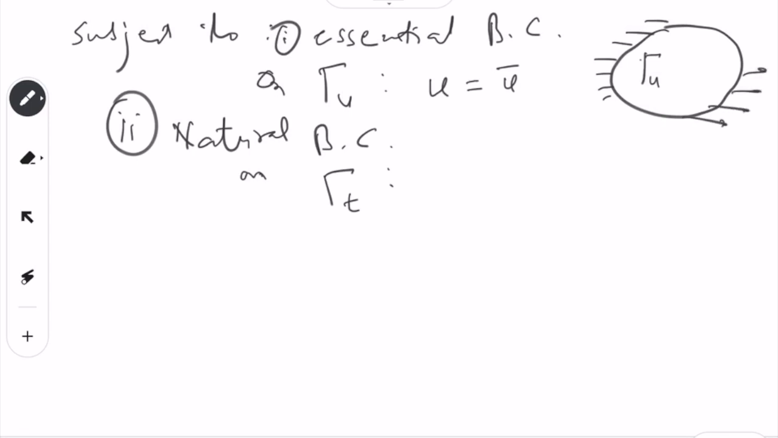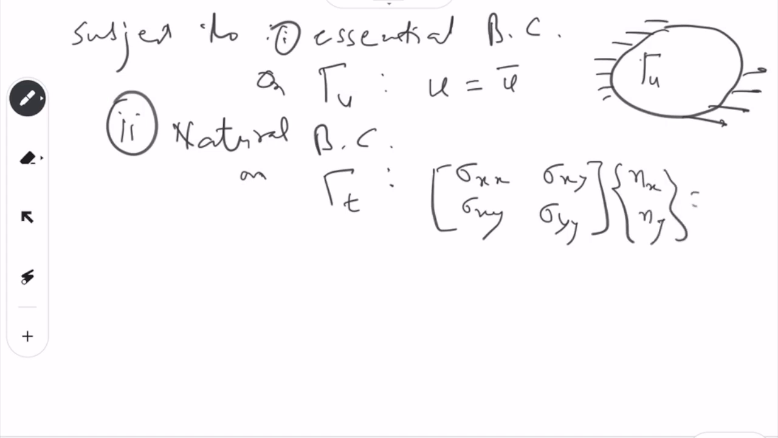We also know the meaning of traction, and that is what we just wrote: sigma, or this is like this. So we have sigma xx, sigma xy, sigma xy, and then sigma yy, times nx, ny, equal to the given tx, ty.